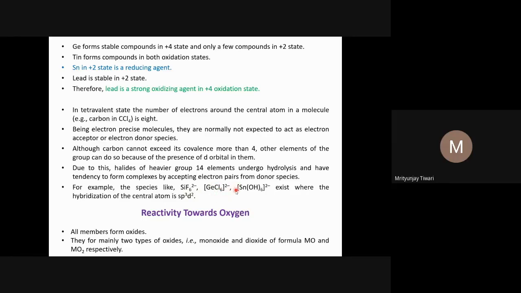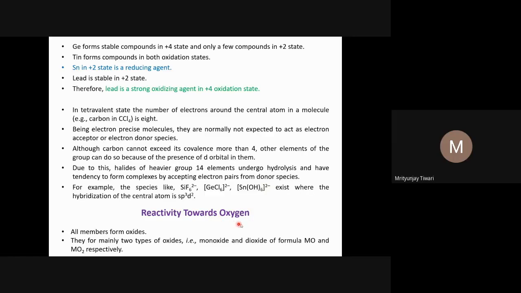So GeCl6 2- can exist, and similarly the Sn(OH)6 2- compound exists, where the hybridization of the central atom is sp3d2. However, in the tetravalent state, the hybridization of the central atom will be sp3, because 4 covalent bonds means sp3 hybridization. 6 covalent bonds means sp3d2 hybridization, and d2 hybridization means 2 d orbitals are also taking part in the hybridization, and those orbitals will be empty, and they can accept 2 electrons from the bases, and these bases could be fluoride, chloride, or hydroxyl ion.